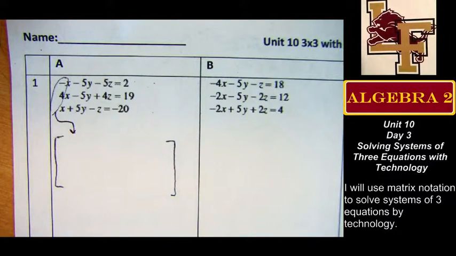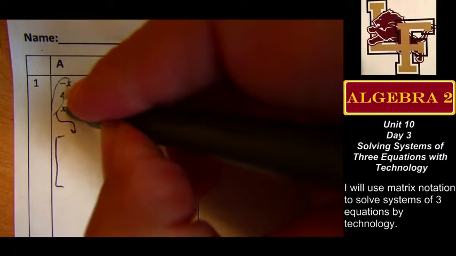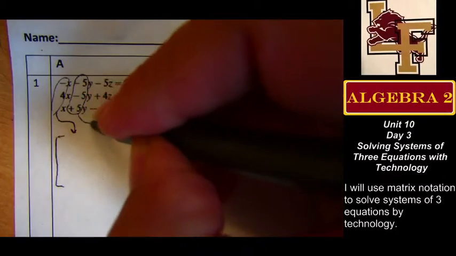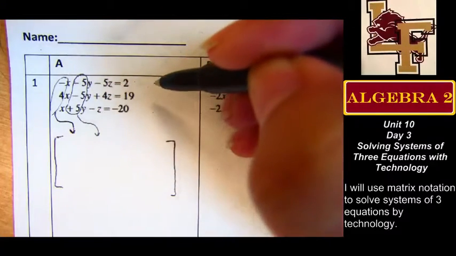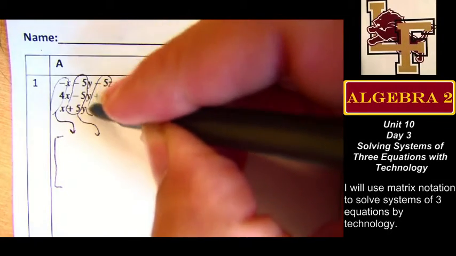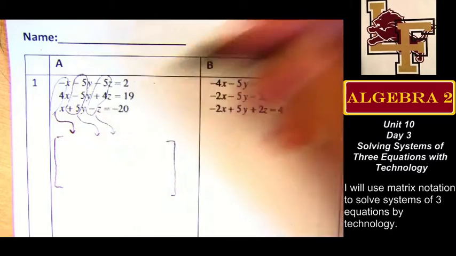Wait, so not the X? Just the numbers, not the letters. So for X, we put 1. Correct. These are going to go in a second column. The coefficients of our next variable are going to go into a third column.